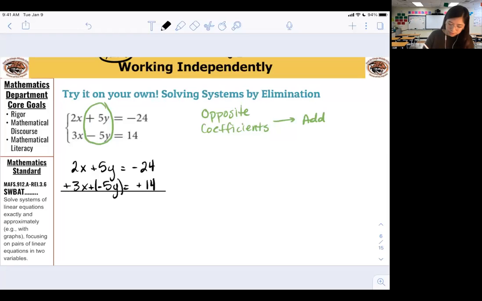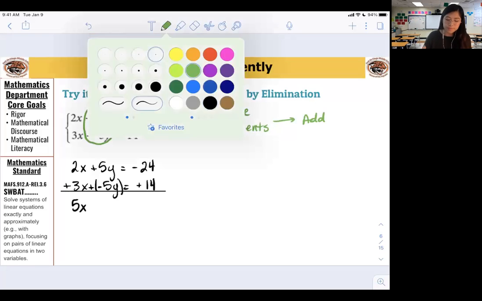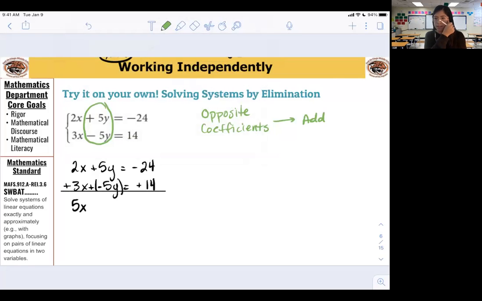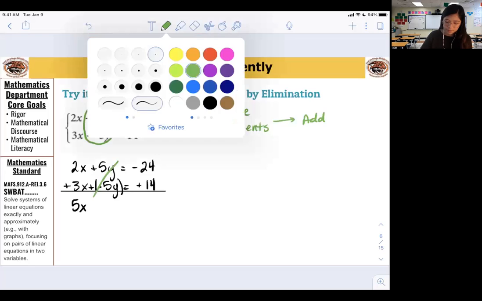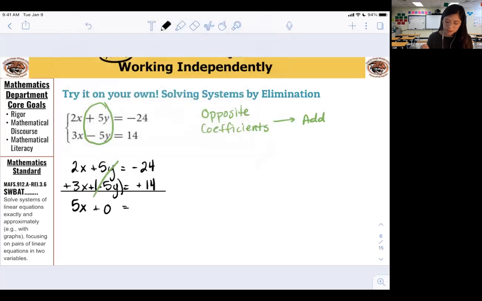So here we go. 2 plus 3 is 5. +5 plus -5 gives me, or in other words, what happens to my y's? They cancel out, they eliminate, you get 0. And then here, what's -24 plus 14? -10, very good. So I have 5x equals -10.